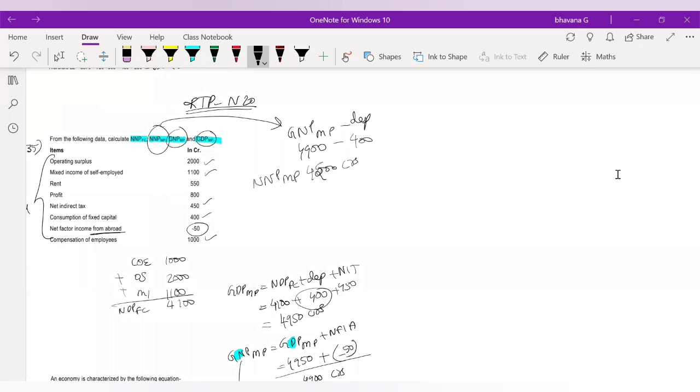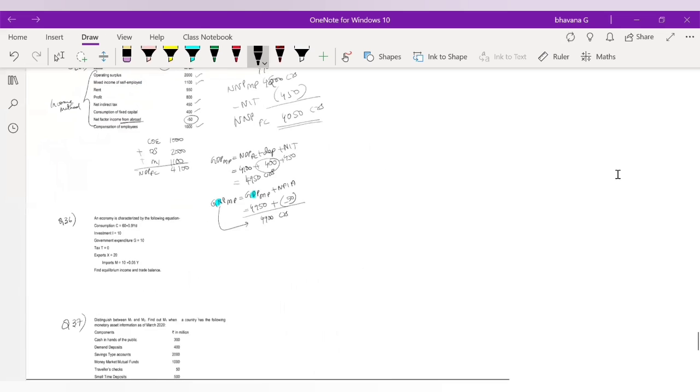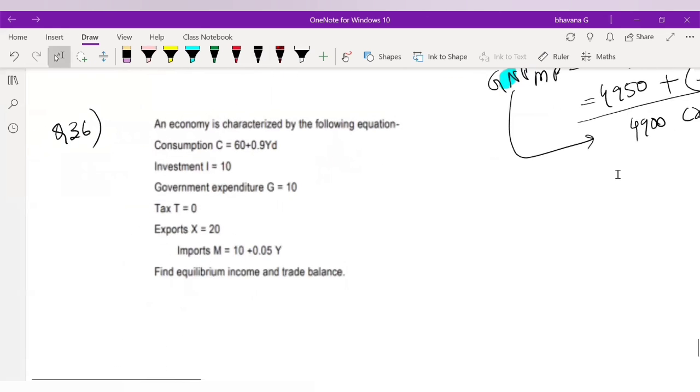So NNP, if you have to transfer it to NNPFC, what you have to do? You have to do minus net indirect taxes. If you do minus net indirect taxes, that is minus 450, you will get a value of 4,050 crores. So this is how you find out this. This is also a very simple question only. Okay. Next question. In the 36th question, they have told you to find out equilibrium income and trade balance.